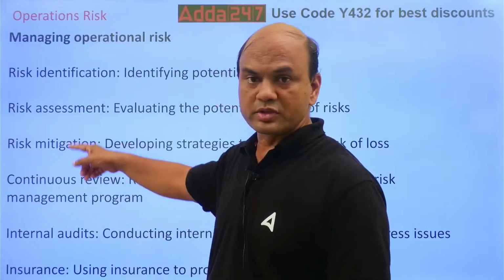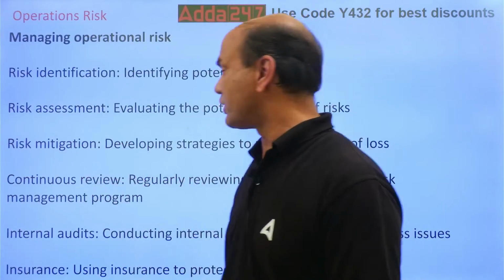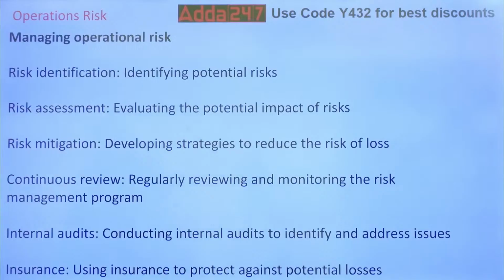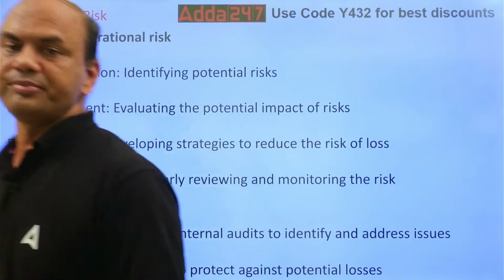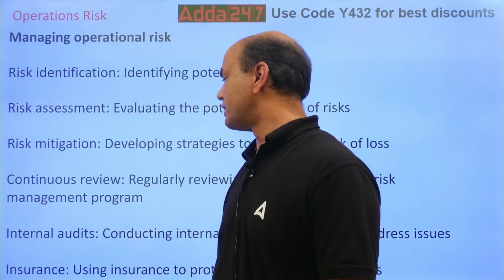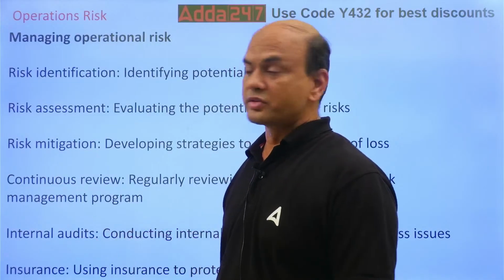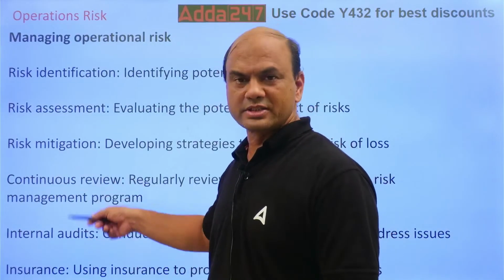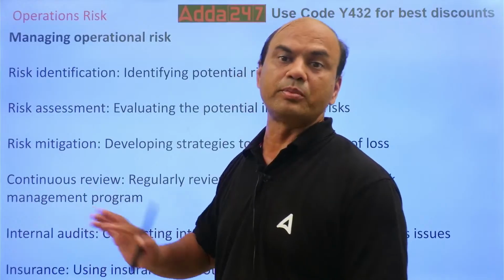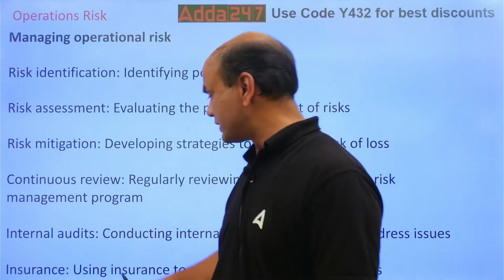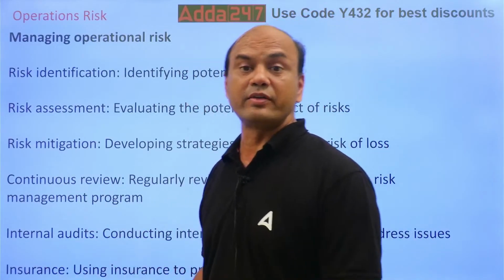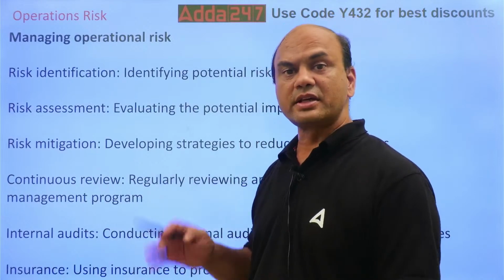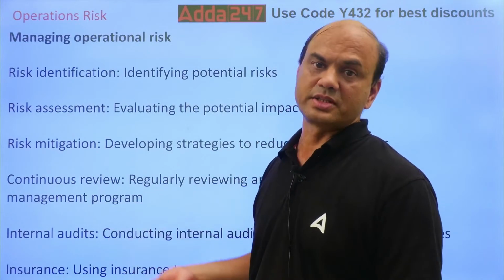Continuous review, whatever solution you have provided, try to keep continuous monitoring on it. Got it? Continuous monitoring. Internal audits. So this monitoring is done through continuous review and internal audits. They go hand in hand. And last one is insurance. You can also call this derivatives. Risks are controlled through derivatives and insurance.